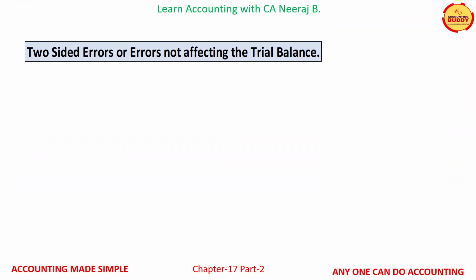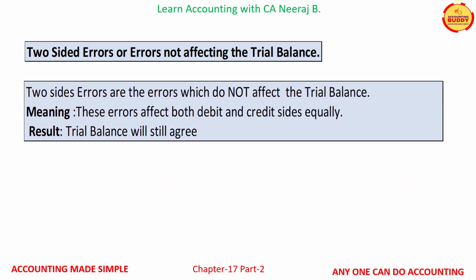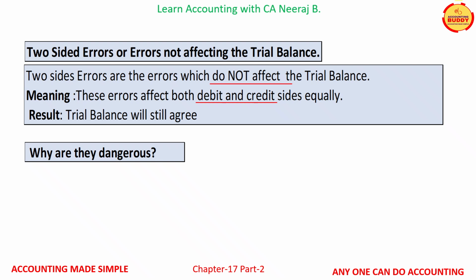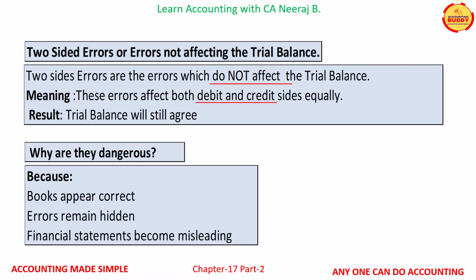Let us understand more about two-sided errors or errors not affecting the trial balance. Two-sided errors are the errors which do not affect the trial balance. It means such errors affect both debit and credit sides equally, as a result of which the trial balance still agrees. Let us understand why such errors are dangerous. These errors are dangerous because even though the error exists, books appear correct, the error remains hidden, and the financial statement becomes misleading.